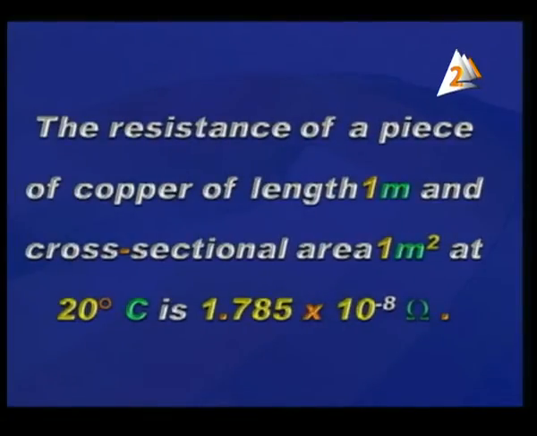And now we can say the resistance of a piece of copper of length 1 meter, cross-section area 1 meter squared at 20 Celsius is 1.7 times 10 to the power of negative 8 ohm.